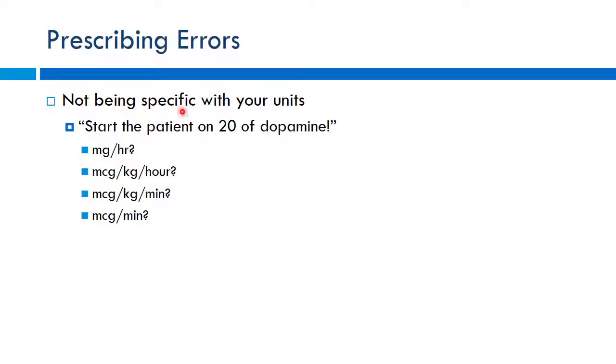Again, be specific with your unit. So for instance, if you're starting a drip of something like dopamine, start the patient on 20 of dopamine. Well, 20 what? 20 micrograms per kilo per minute? You want milligrams per minute? 20 ducks? Like, what do you want? You need to be very specific with that sort of thing.